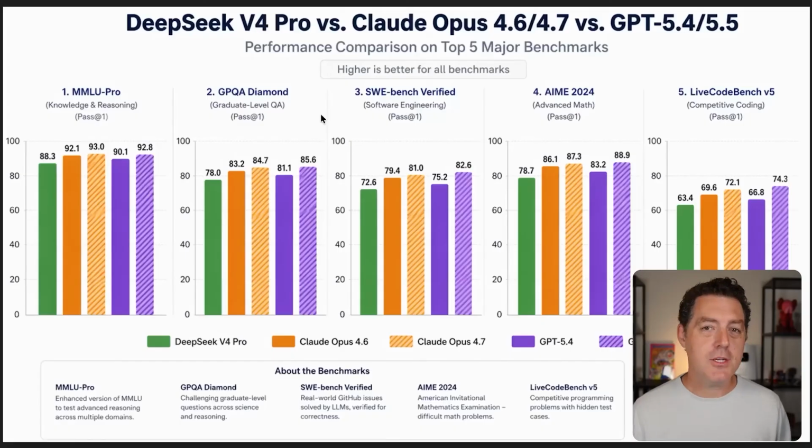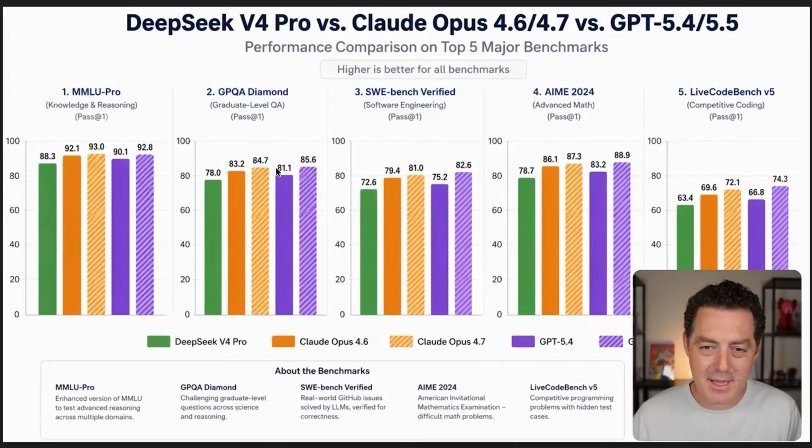All right, so let me show you some of the major benchmarks. Here we have MMLU Pro, which is knowledge and reasoning. We can see here in the dark green bar, this is DeepSeek, with orange being Opus 4.6, purple being GPT V4, and then in the stripes, those are the new models, Opus 4.7 and GPT 5.5. But what we're seeing is, although it is slightly behind here, it's right up there, okay? And remember, it is a fraction of the price.